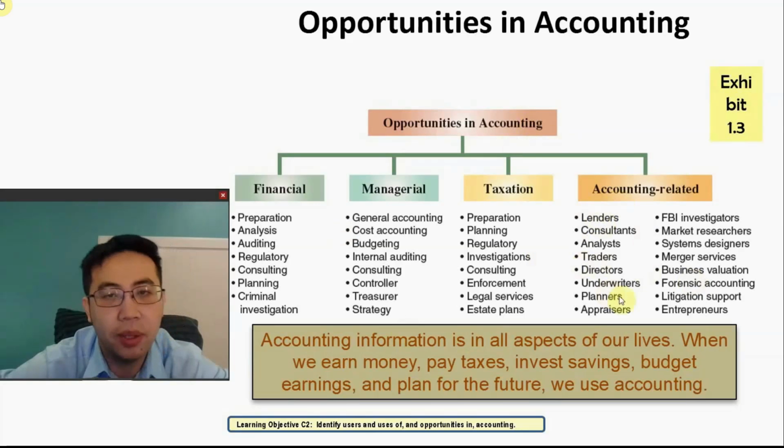And there are many other jobs available for accounting majors. You have lenders, which are usually banks, consultants, analysts, traders. These are more related with the financial market. You have directors, or the top managers of the firm. You have underwriters, which is about writing loans for borrowers. You have planners and appraisers. Appraisers are basically taking care of the estimation of the value of a certain property, like real estate appraisers, who get a fair dollar amount for a house or for a building.